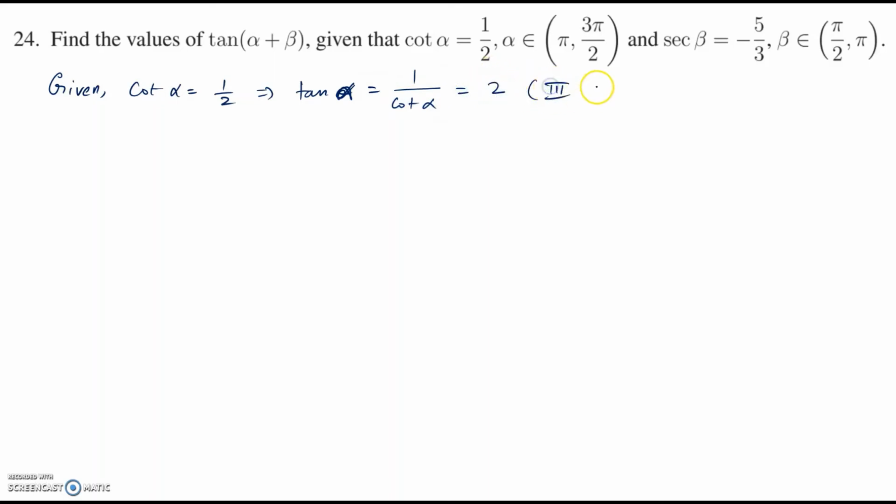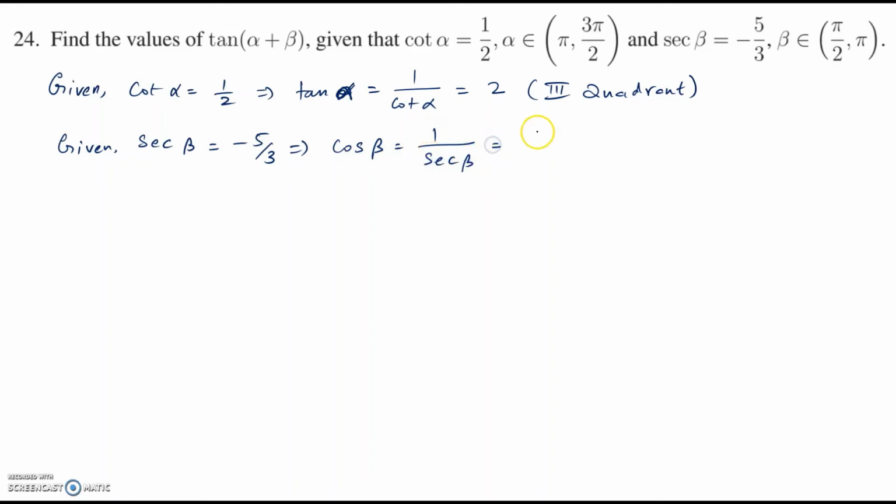And in the third quadrant, our tan is positive. Okay. Second, given to us, secant beta is equal to minus 5 by 3. So this would mean that cos beta is equal to 1 by secant beta. So that would be minus 3 by 5. Again, in the second quadrant, cos is negative. Okay. So let's call this 1 and 2.